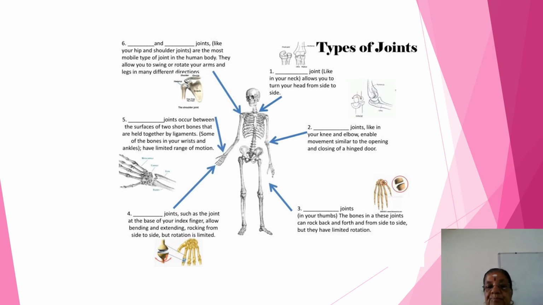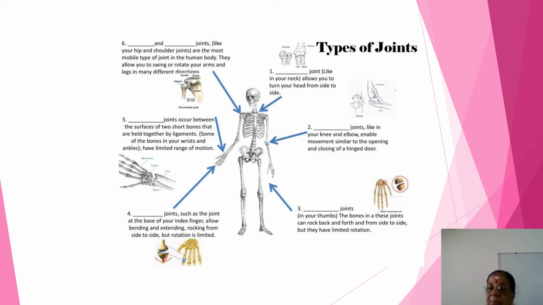First, dash joint, like in your neck, allows you to turn your head from side to side. Just now we learned, is it pivot joint? Okay. This pivot joint, like in your neck, allows you to turn your head from side to side.